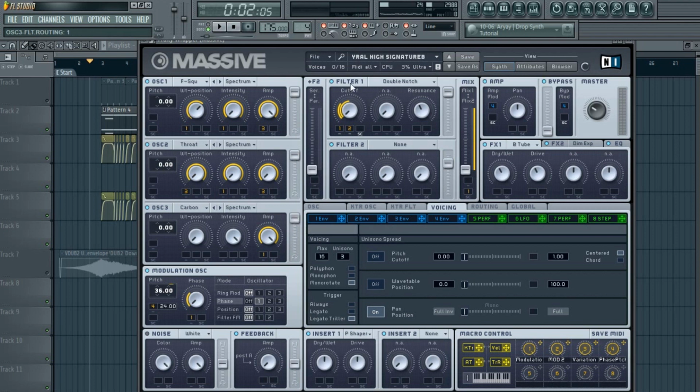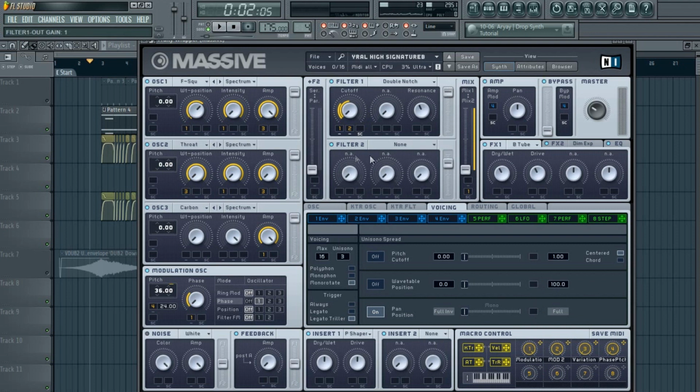Now on the filter 1 we have a double notch which has the following settings: the cutoff all the way towards the left hand side, and the resonance somewhere pointing towards the R. For the first part it is being modulated by the macro number 1, and the area which is modulated by the first macro is modulated by the second modulation macro. So I did that, and its gain is 100%.